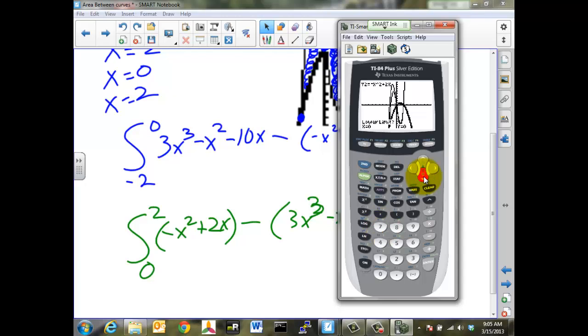So if I press my down arrow, it changes to y2. Is that what we want to integrate? No. We want to do y3, which is y1 minus y2. So we're calculating that integral. What's the lower limit? -2. What's the upper limit? 0. And watch what happens. There should be my answer, 12.